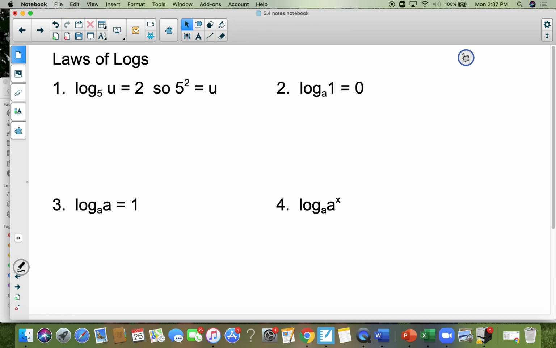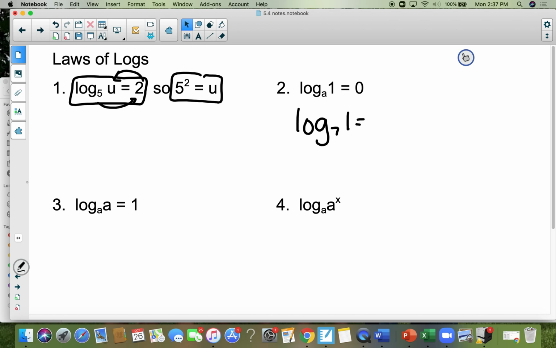Okay, here are some laws of logs. If it's in log form, you can put it into exponential form, just like I showed you. 5 to the second equals u. That's probably the most important law of logs, is how to go from logs to exponential.